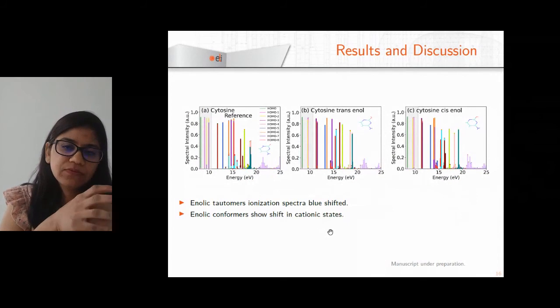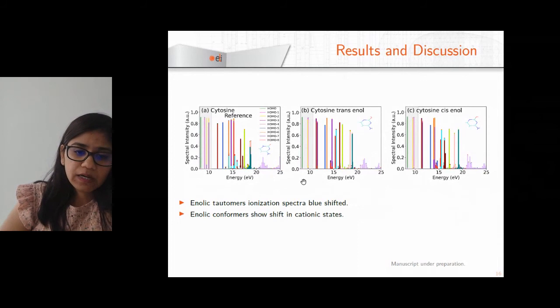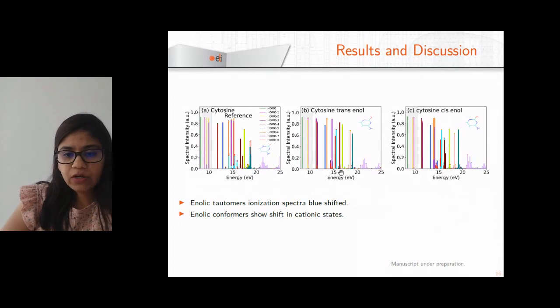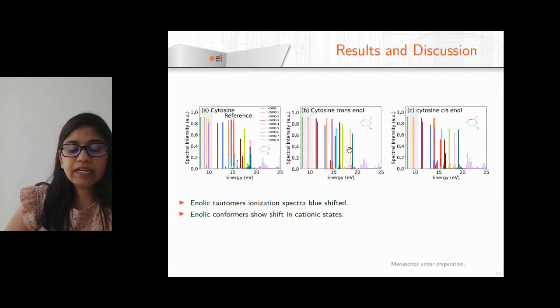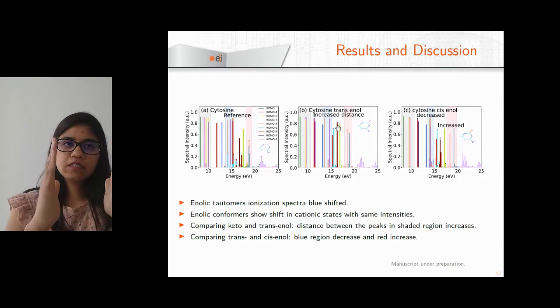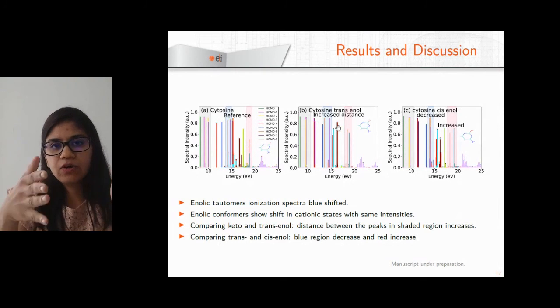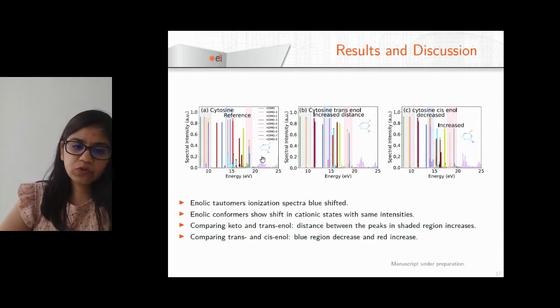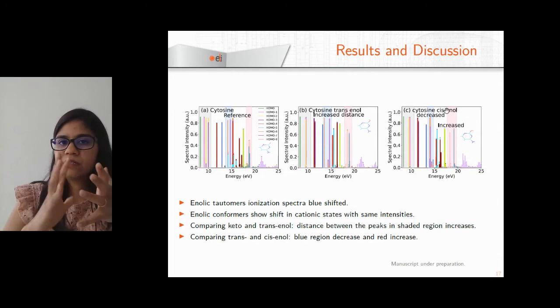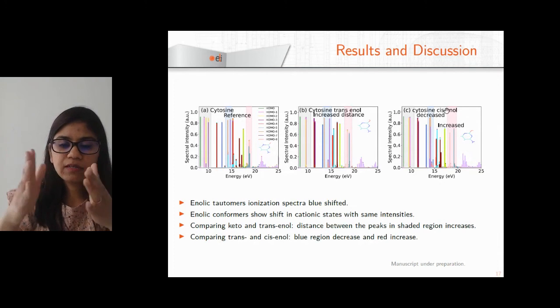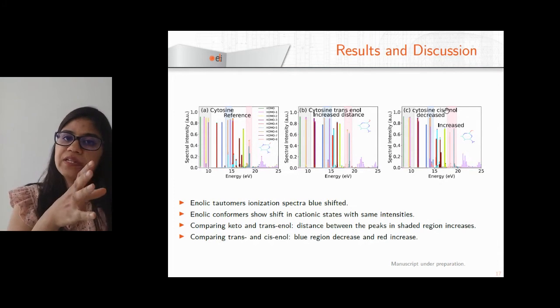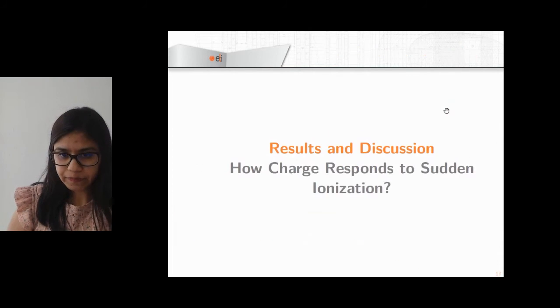In cytosine, we see a different effect. In cytosine, if we check keto and enol, then we find the spectra is blue shifted instead of red shifted. And what about the conformers, in the trans and the cis conformer, we see that the distance between the cationic states is increased when you have trans conformers with respect to the keto. But in cis, it is not that clear or profound that it is decreased or increased. So somewhere you will see a decrease, somewhere you see an increase.